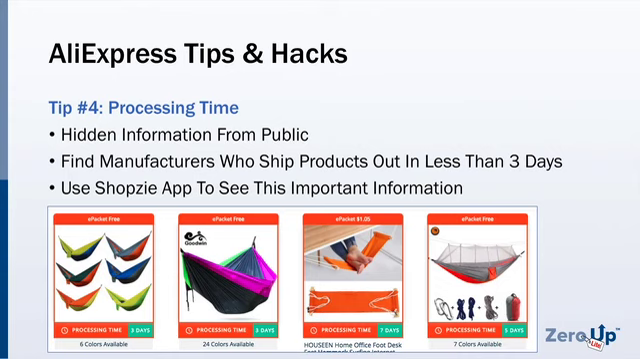This is hidden information from the public, and you want to find manufacturers who ship products out in less than 3 days. If it is more than 3 days, you will know for a fact that they are also arbitraging other people's products, other people's inventory, and having it right in their store on AliExpress to sell. So you're not directly getting the product from the manufacturer, and you don't want that to happen.